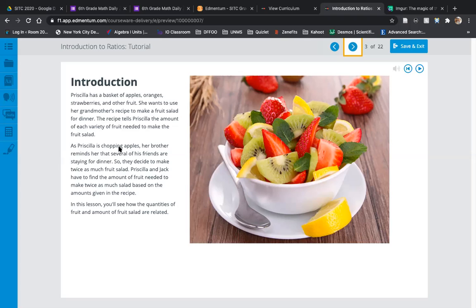So it says, as Priscilla is chopping apples, her brother reminds her that several of his friends are staying for dinner. So they decide to make twice as much fruit salad. Priscilla and Jack have to find the amount of fruit needed to make twice as much salad based on the amount given in the recipe. In this lesson, you'll see how the quantities of fruit and amount of fruit salad are related, all right?